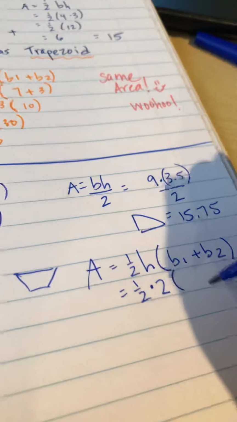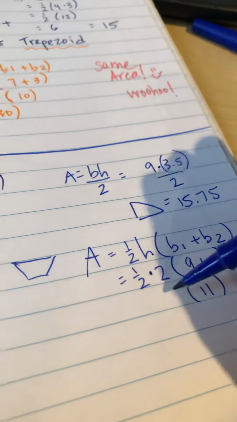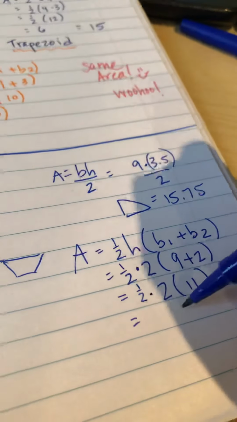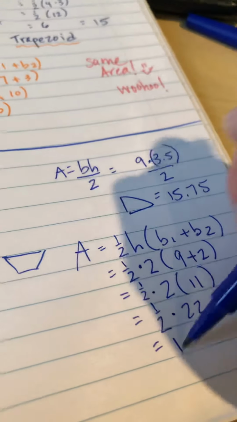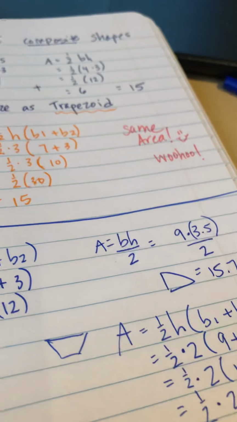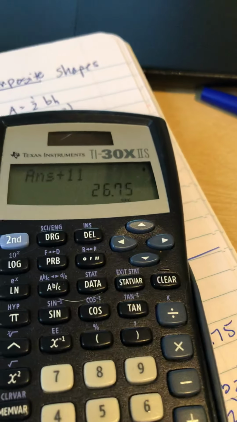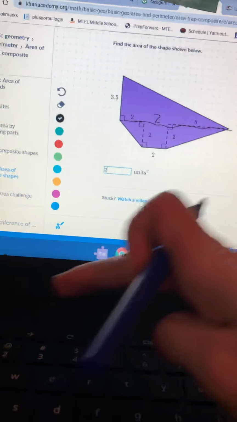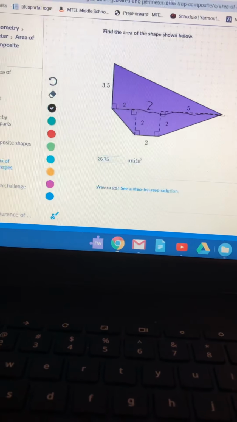base is 9, my little base is 2, so 9 plus 2, which would be 11 times 2. 11 times 2 is 22, so 22, and 1/2 of 22, hey, look at that, we're back to 11, all right? So I have an area of 11 plus 15.75, 15 3/4. So 15.75 plus 11 equals a total area for this composite shape of 26.75. 26.75 units squared. Woo!